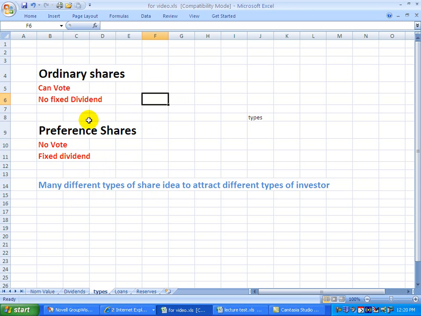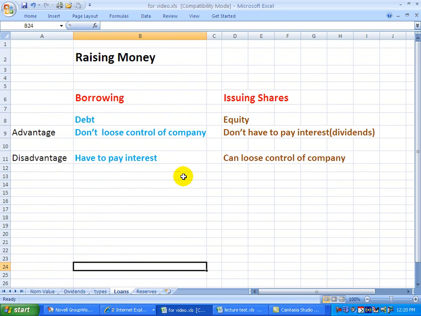Ordinary shares are the normal ones, and there are many types of shares to attract different types of investors. So that's one way in which a company can raise its money: by issuing shares and getting people to buy those shares and thus become owners or investors in that company.